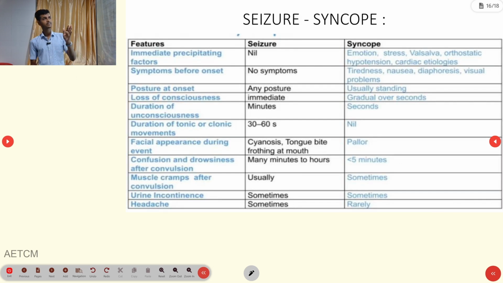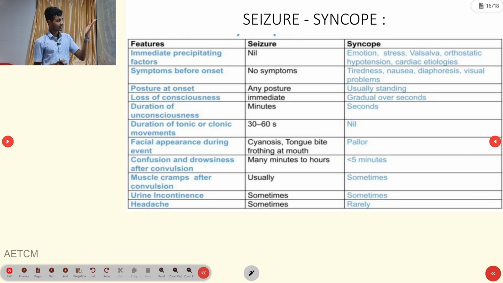So this is the difference between seizure and syncope. Any precipitating factors? In seizure, nothing is there, but in syncope: emotional stress, Valsalva, orthostatic hypotension, cardiac etiologies like arrhythmias. Symptoms before onset: in seizure no symptoms, but in syncope tiredness, nausea, diaphoresis, visual problems. Position change: in seizure nothing will cause it, but in syncope usually standing causes orthostatic hypotension, and because of that syncope can occur.